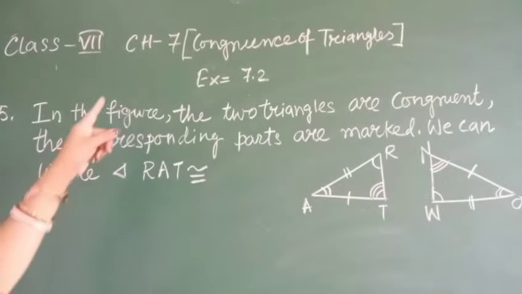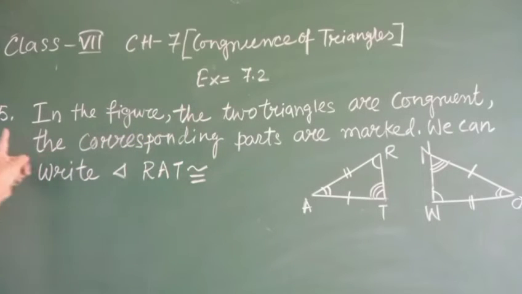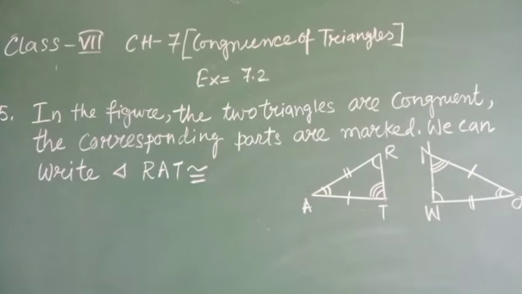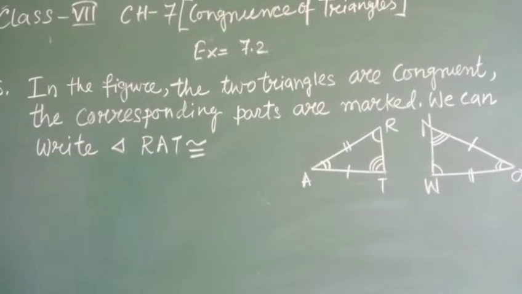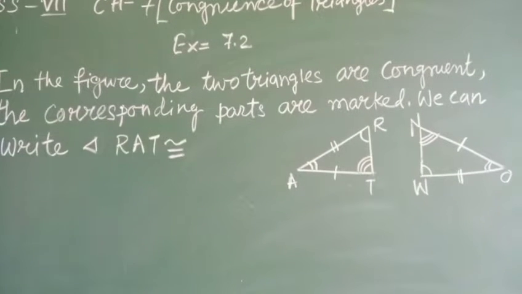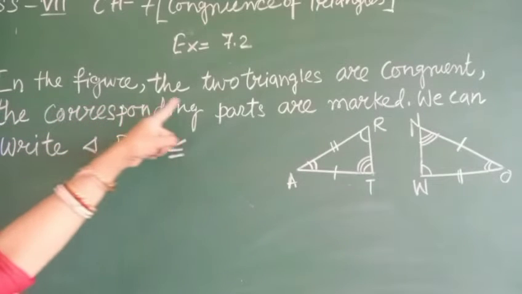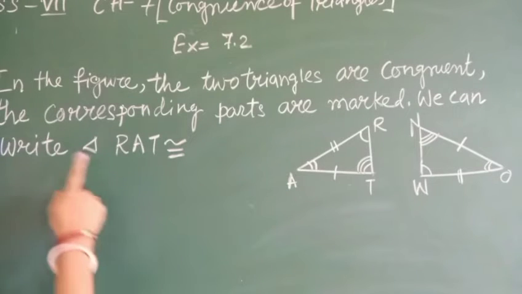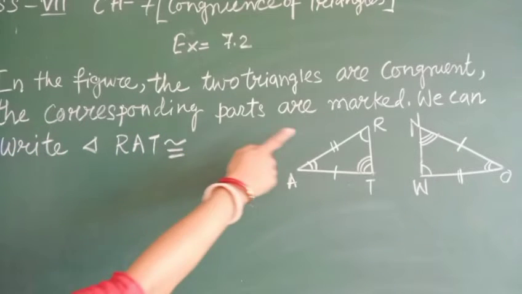Today we will start exercise 7.2 question number 5, Chapter 7, Congruence of Triangles. We have already discussed the congruence criteria and we have solved question number 3 also by using the congruence criteria. Now in question number 5, in the figure, the two triangles are congruent. The corresponding parts are marked.